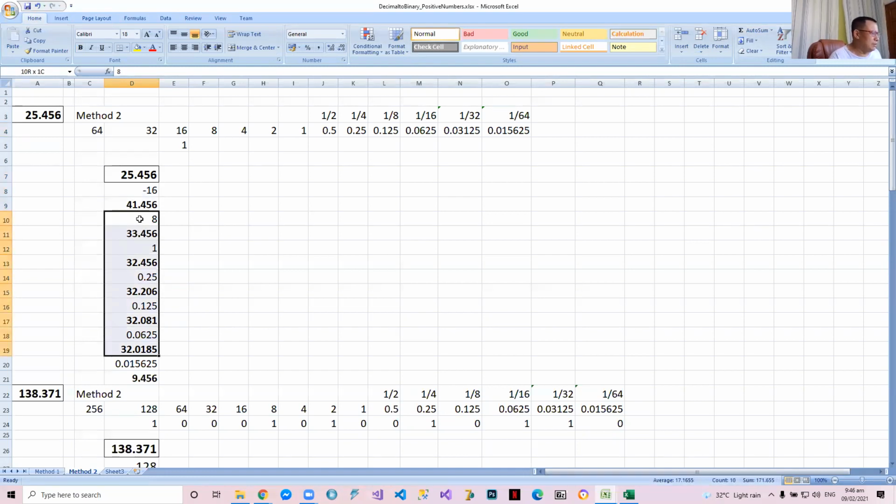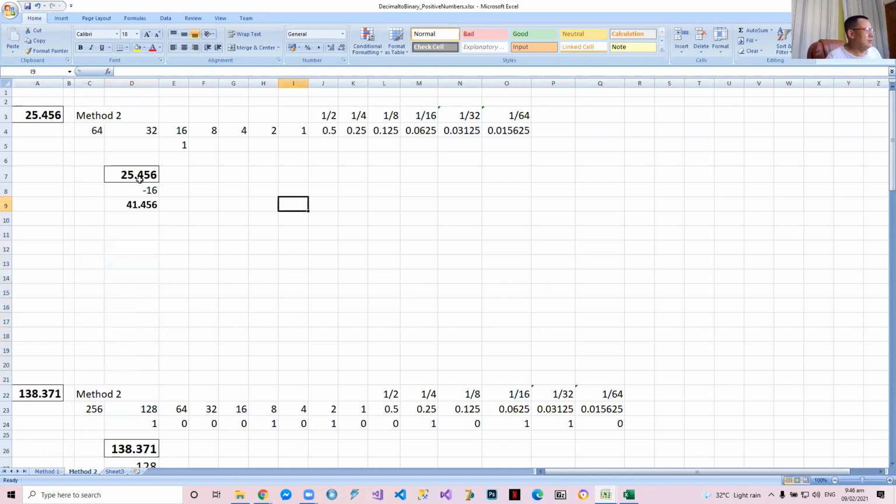Let me just erase this first. Okay. Auto sum this. We have picked 16, and when we subtract 16, this becomes 9.456. You follow? So what can we pick if we have 9.456? Anyone?